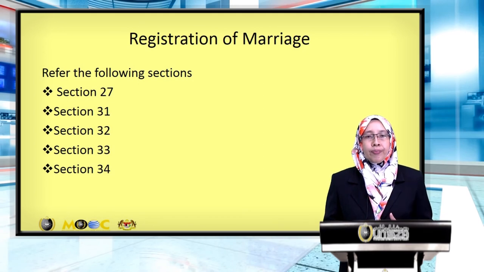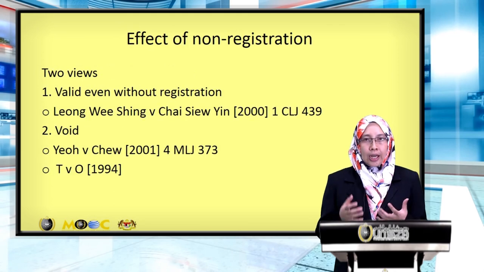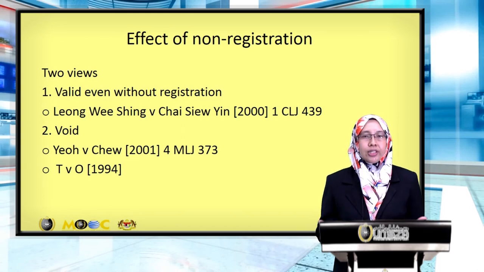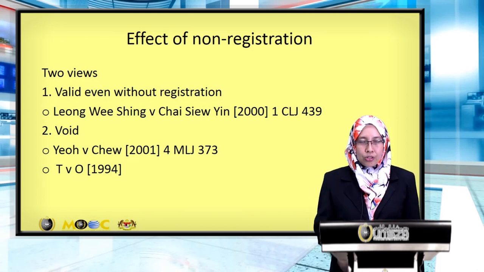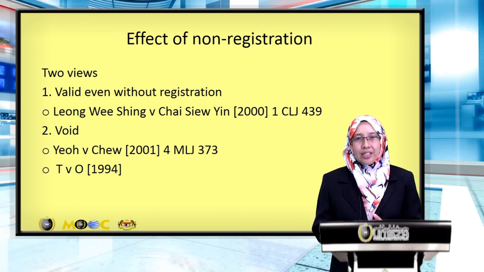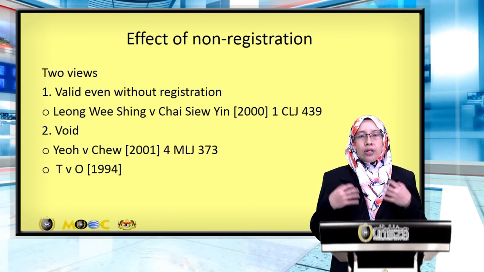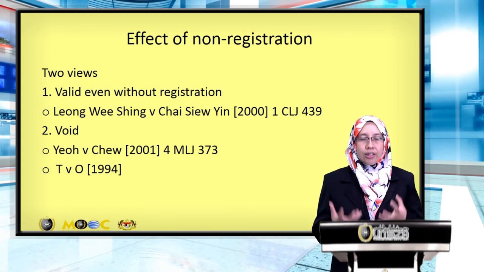There are two views pertaining to this issue. The first view says that the marriage contract is still valid. And this has been illustrated in the case of Leong Wixing and Chai Siu Yin. In this case, the court said that the contract is still valid. So in order to understand the reason the judge upheld that particular principle, you need to find this particular case and understand the facts of the case.